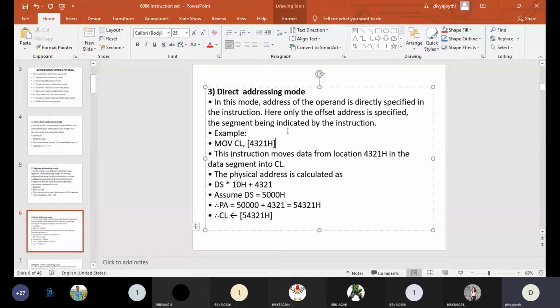In direct addressing mode, data is not directly specified in the instruction. The location of the data is specified. Location of the data means the address, where exactly the data is stored. That effective address will be specified in the instruction. So that is about the direct addressing mode.